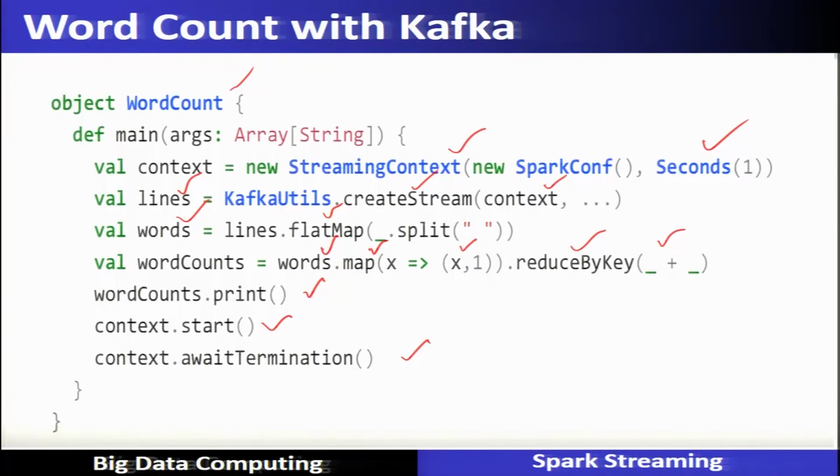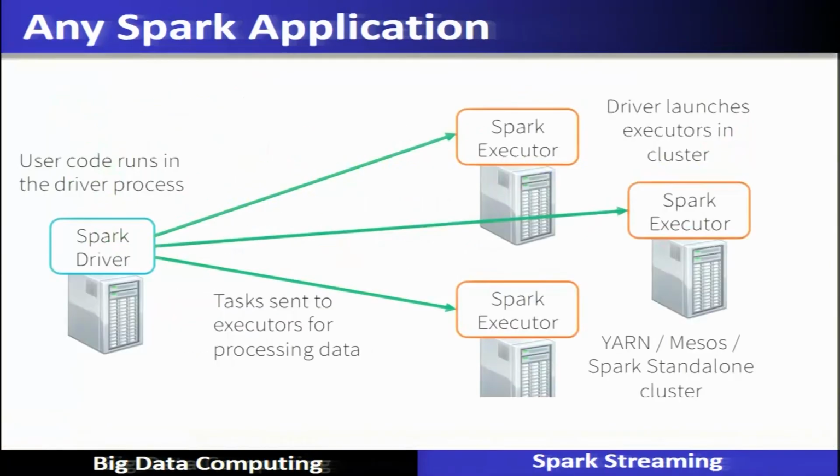So, you see that word count with Kafka is quite easy to understand, and you can write the program, while the entire operation of this stream computation is completely abstracted from the user. Now let us see the internal details of the Spark stream execution.